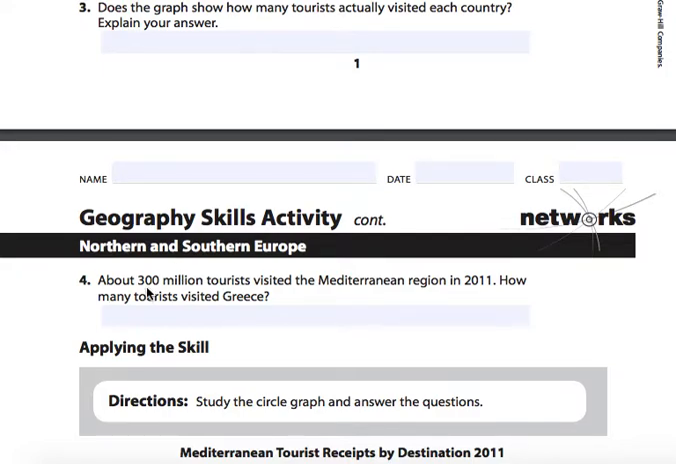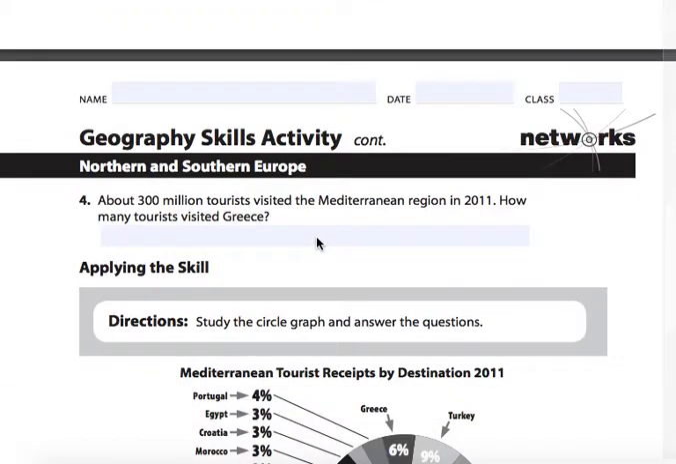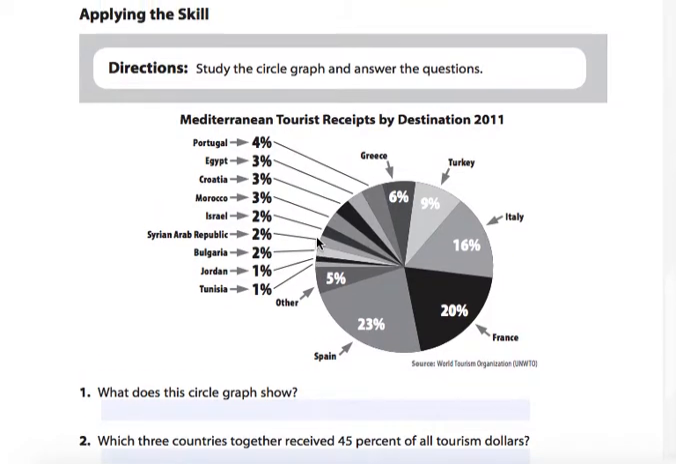If you know what that total is, then you can use the calculation and the percentage to turn it into a number. Let's apply the skill. Study the graph and circle the answers. Again, it's the same graph. Sorry, it's not the same graph. It's Mediterranean tourist receipts by destination, as in, here are the people who have traveled from place to place.